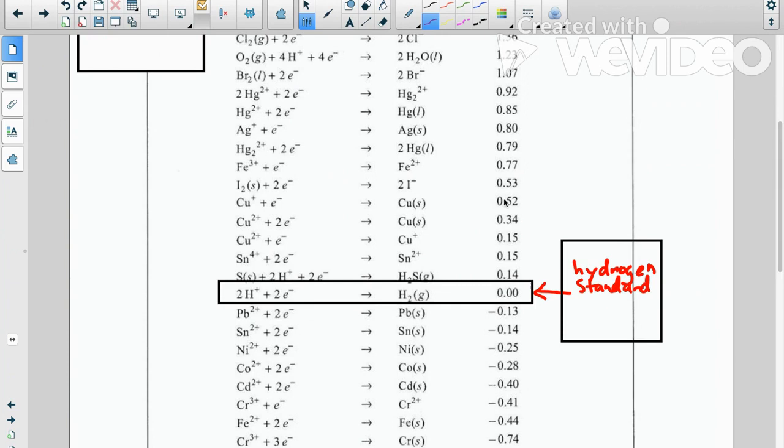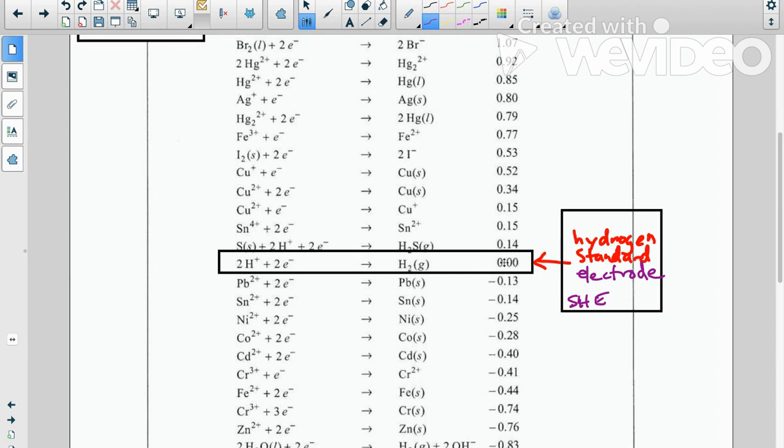Now, in the middle here, you can see that the potentials slowly drop as the substance is less inclined to get reduced until we get to this hydrogen standard. Okay, this is the reaction for the hydrogen standard electrode. Actually, usually it's abbreviated standard hydrogen electrode, SHE, and so you can see here that it's defined as 0. All of the reduction potentials are based off of this standard hydrogen electrode.